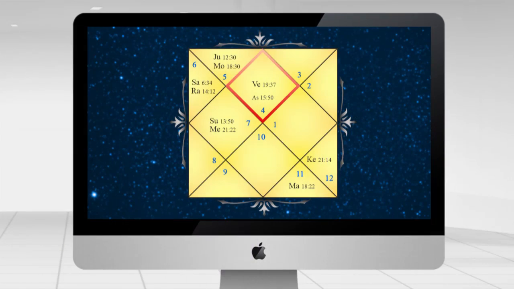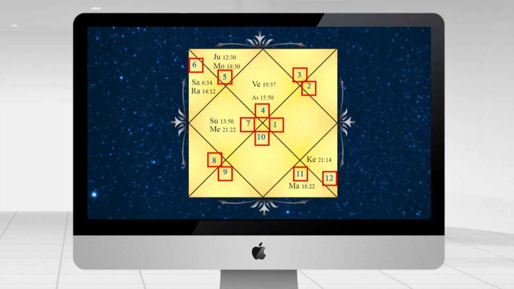When we go counterclockwise from the ascendant, we come to the second house. Going further, it is the third house, then fourth house, fifth house, sixth house, seventh house, eighth house, ninth house, 10th house, 11th house, and finally the 12th house. Now we have a basic understanding of how houses are placed in Lagna charts. Let's look at the numbers given in each house.